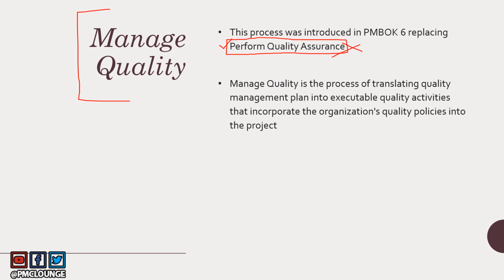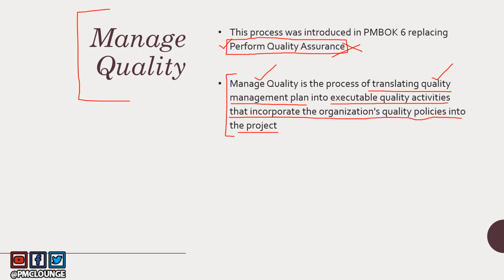Now, this is important. This is going to make sure that you understand the very basics of the manage quality process. This is all about translating the quality management plan. Remember, we created the quality management plan in the previous process, the plan quality management process. So you have a quality management plan, and in the manage quality process, you translate that plan into executable quality activities that also incorporate the organization's quality policies into the project. So this is very important.